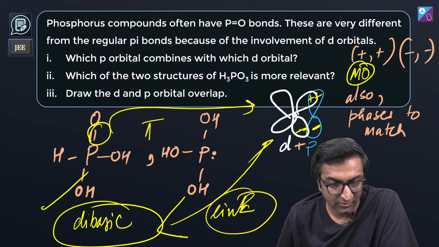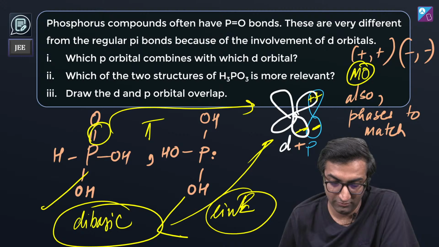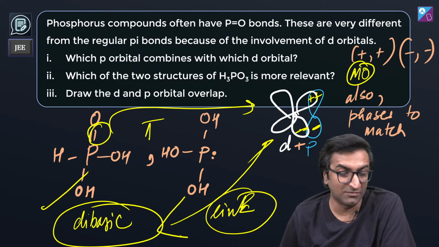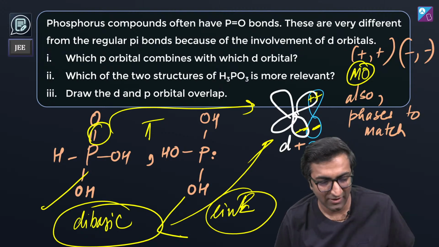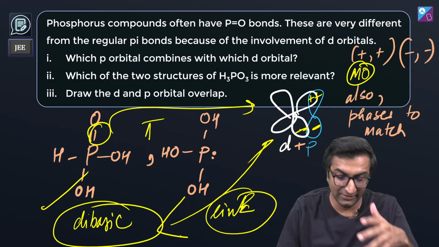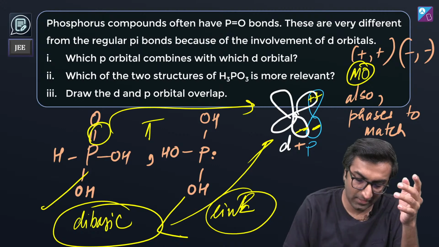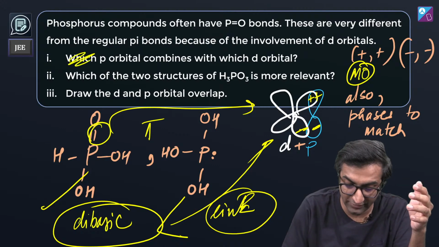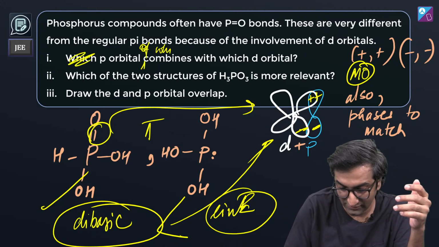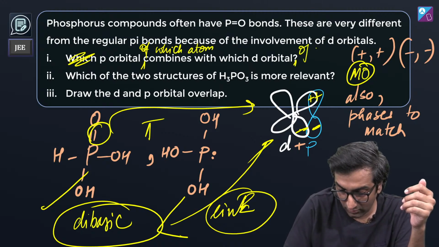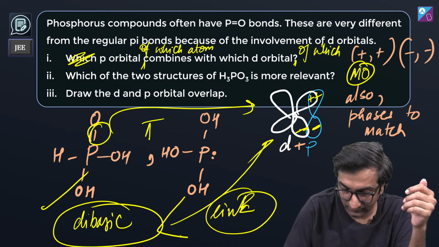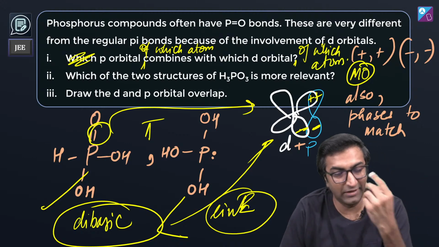ठीक है. Oh, Shlok, no. I should have phrased the question better. Sorry, Shlok. Because I make these questions, कभी-कभी अंग्रेजी थोड़ी सी टूटी-फूटी होती है. I should have said clearly कि which p orbital of which atom. I should have phrased it better. My bad. Atom combines with d orbital of which atom. That would have been a better question. Sorry about that.